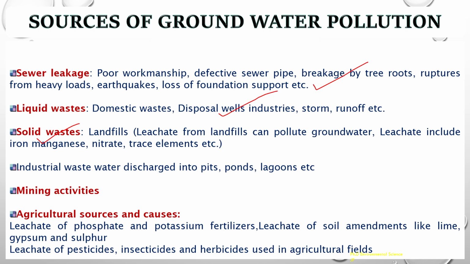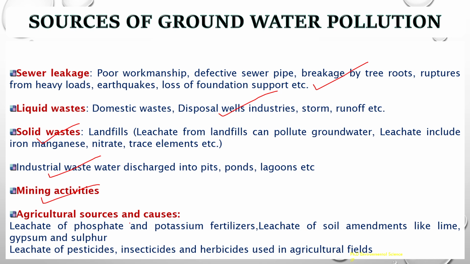Then industrial activities. Discharge of untreated or inadequately treated industrial wastewater into pits, ponds, or lagoons can introduce toxic chemicals and heavy metals into the groundwater. Mining activities. Mining operations can release acids, heavy metals, and other pollutants into groundwater through processes like acid mine drainage and leaching of mine tailings.